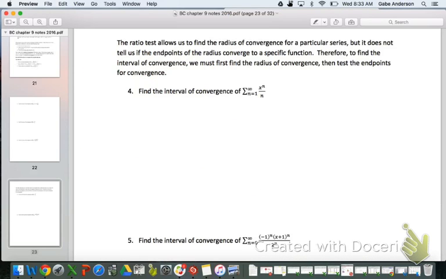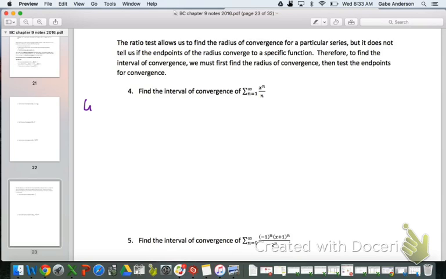To help us do that, we're going to move into this next little subsection where we're going to be finding the interval of convergence. So this is really similar to what we just did. We're just going to be taking it one step further. In order to take it that one step further, we have to consider what's happening at the endpoints of that radius. So here we go. Number 4 says find the interval of convergence, and there is our power series, x to the n over n.